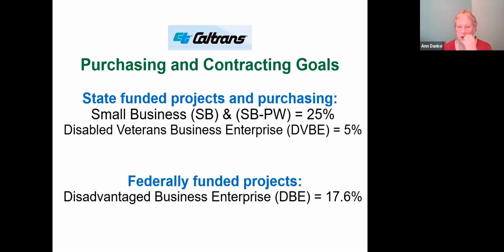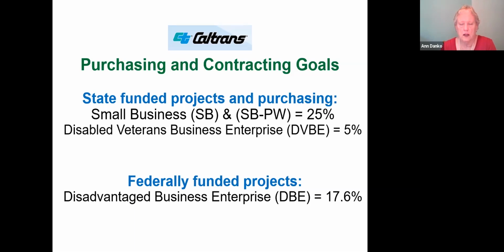The way that Caltrans and other agencies work with these businesses, for our state-funded projects and for our purchasing, small business or micro business and small business with public works, for every dollar we spend, a quarter of it will go to the small business, and 5 cents of that dollar to a disabled veteran business. Excuse me. So those are state-funded jobs, and that includes the new gas tax that California has.